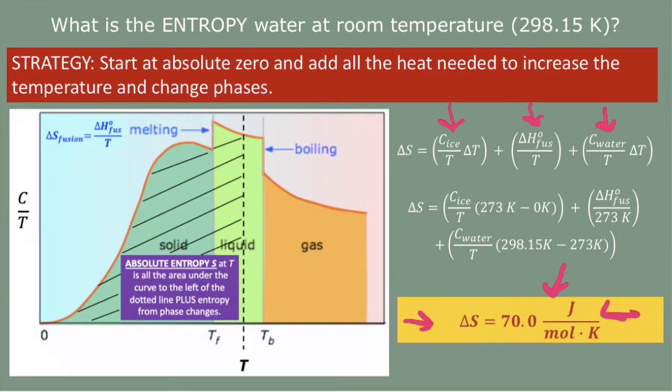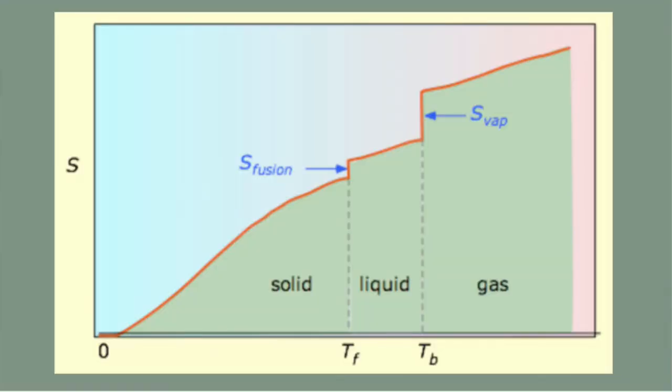Again, we used calculus to make all the little rectangles under the graph and add up the area of the graph. This graph is C divided by T versus T, and it shows how we used area to find the entropy change. This graph is actually entropy S versus T, so not the heat capacity divided by temperature.